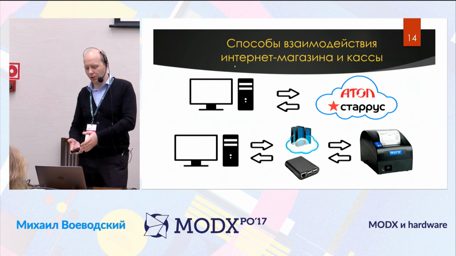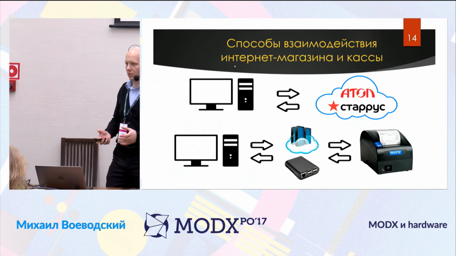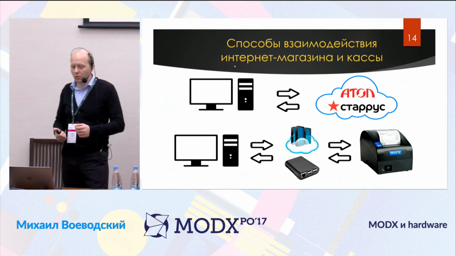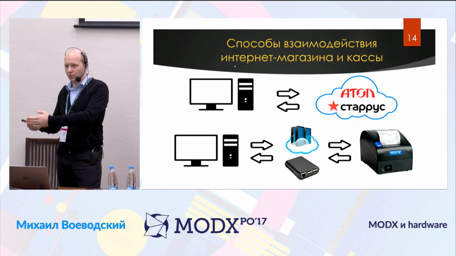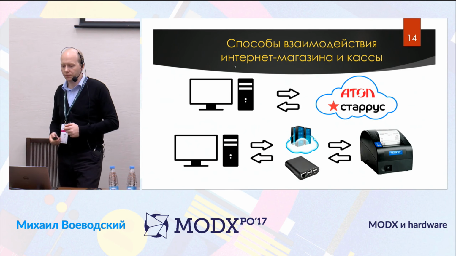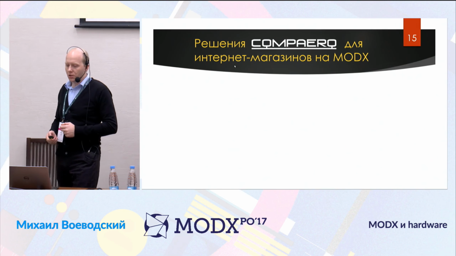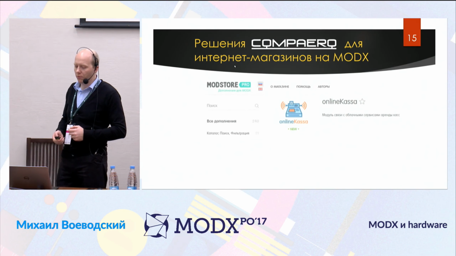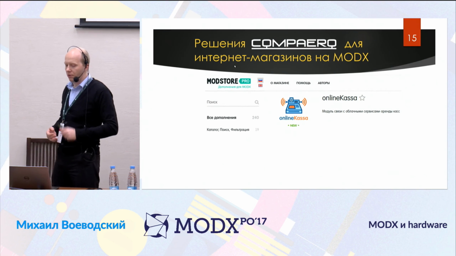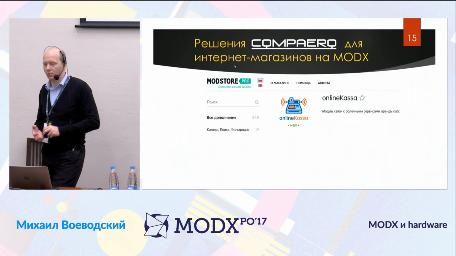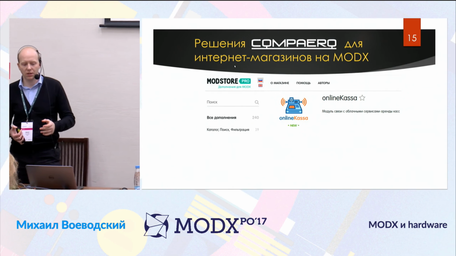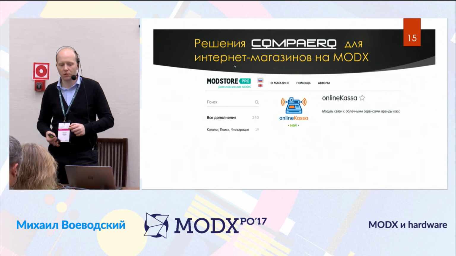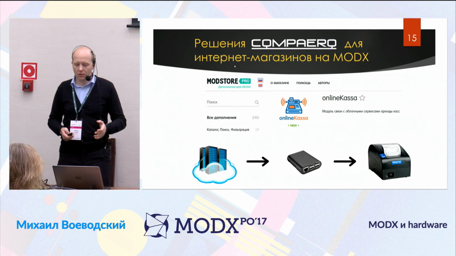Otherwise, you need to use some kind of mediator, like a computer such as a Raspberry Pi or a similar device, that will take information from the shop that the order occurred and send a command for printing out to the equipment or cash register. So what has been accomplished for this? For the first option, for cloud cash registers, we have issued a module that allows you to organize interaction with our cloud servers in several clicks.